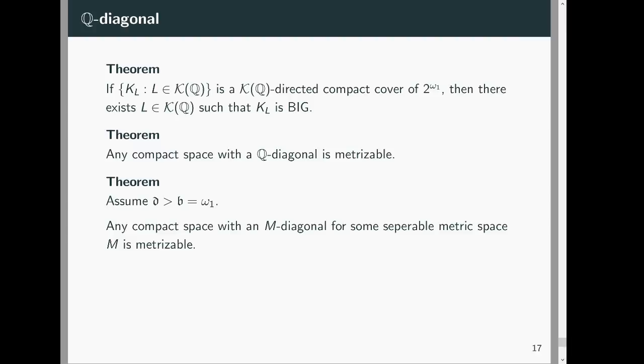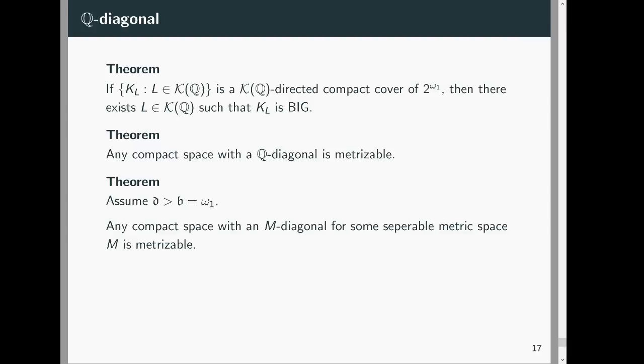So any compact space with a Q diagonal is metrizable. And because we show that the contradiction holds, no matter what separable metric space we use under this assumption, we can see that any compact space with an M diagonal under this assumption does not hold. So any compact space with an M diagonal for some separable metric space is metrizable.